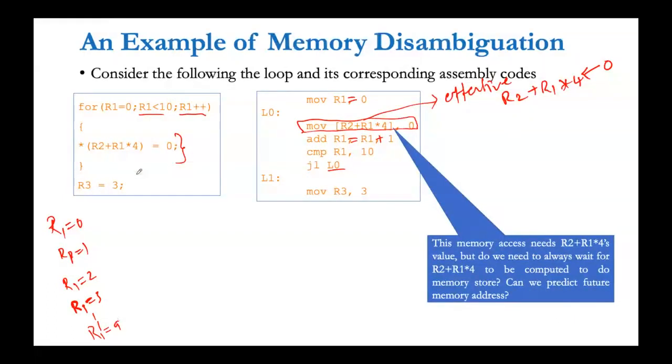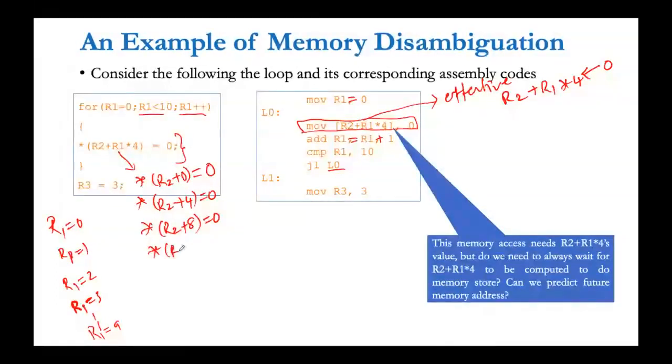For every iteration, it first evaluates the effective address. R2 will be added with R1, which is 0, so 0 multiplied by 4 gives 0. Once this effective address is computed, then 0 is assigned. In the next iteration, R2 is added with 4 bytes, that is R1 is 1 multiplied by 4, that is 4, and then 0 is assigned. In the next iteration, R1 becomes 2, so 2 multiplied by 4 becomes 8, and then 0 is assigned.